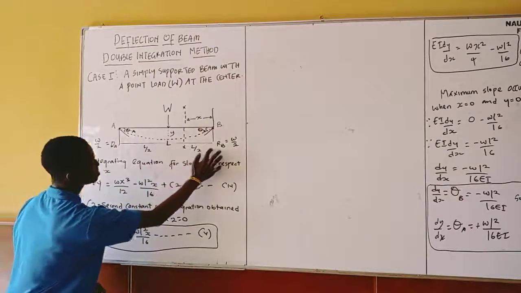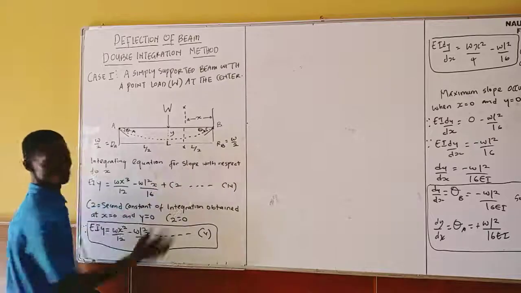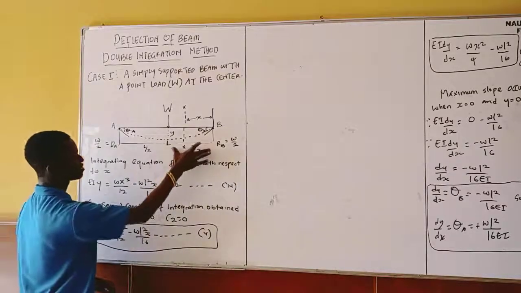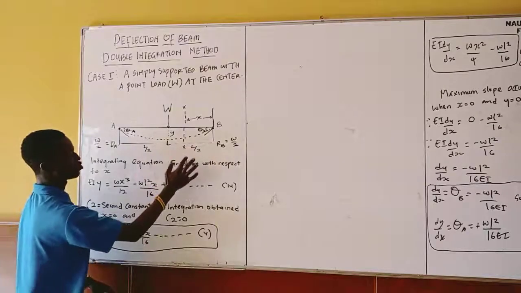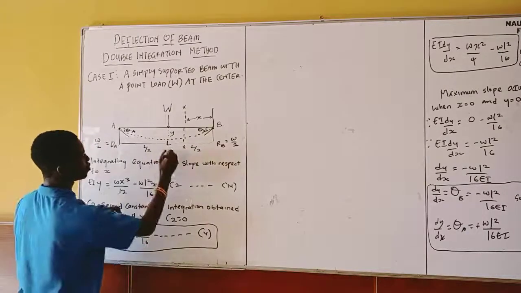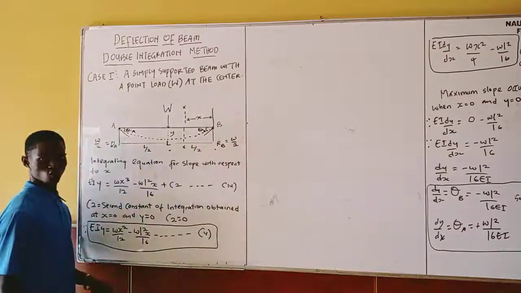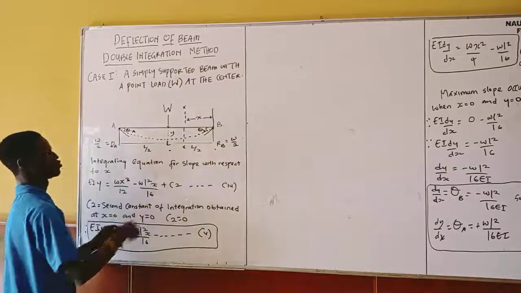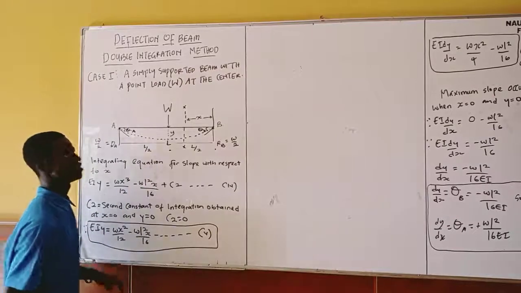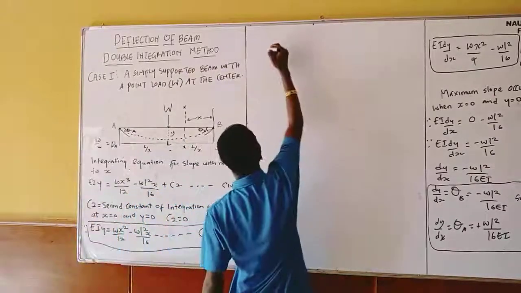My maximum deflection is when the section x is L over 2. You understand? Because I'm considering this section from B. This distance from B is L over 2. From this point to this point is L over 2. So when the section XX has covered L over 2, I'm going to have my maximum deflection.